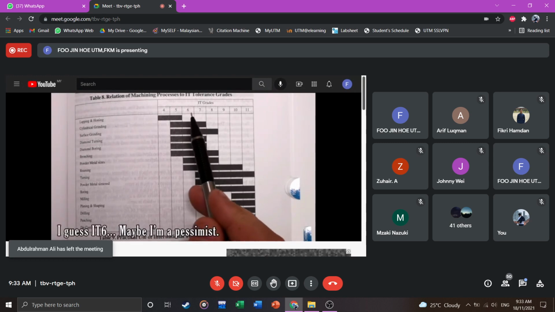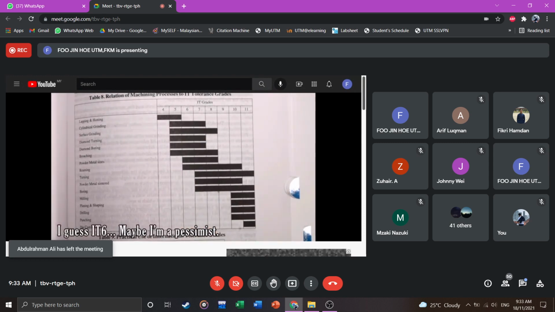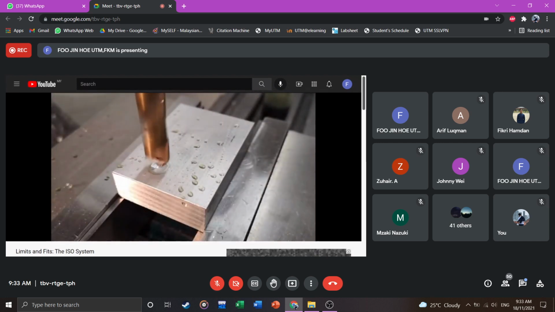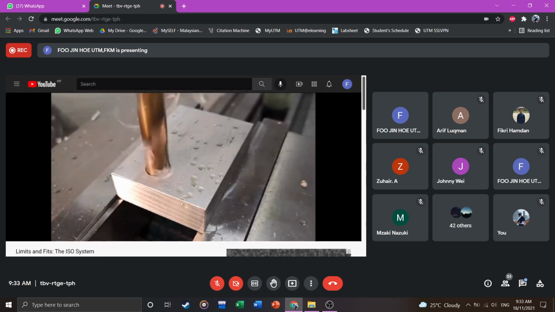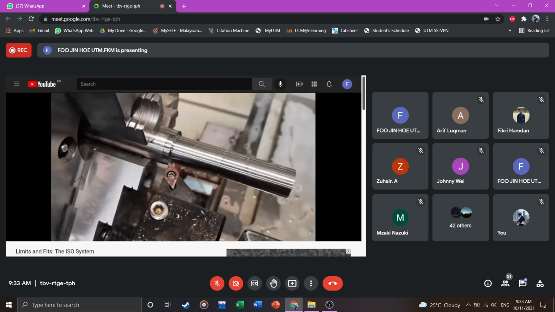So I can't specify an H5 or a G5 hole if it's going to be reamed. Likewise, if you have to design something to fit inside a drilled hole, even if you don't have the tolerance for the hole in front of you, you can look up drilling and see that it has at best about IT10. So the whole basis for the fit is going to be around H10.